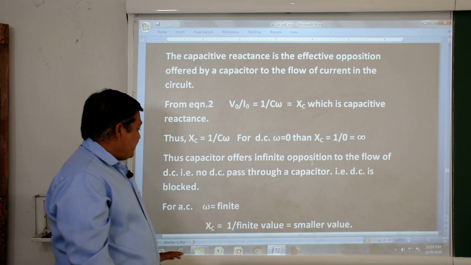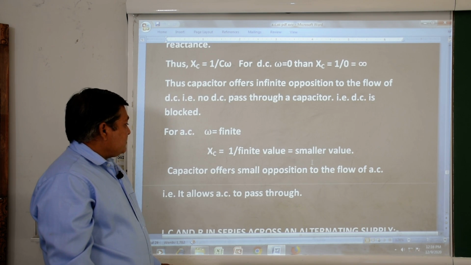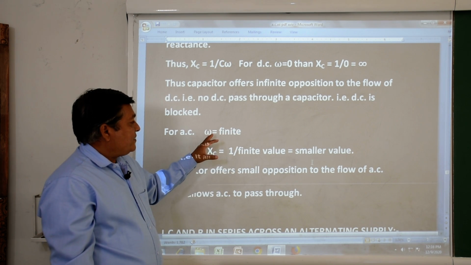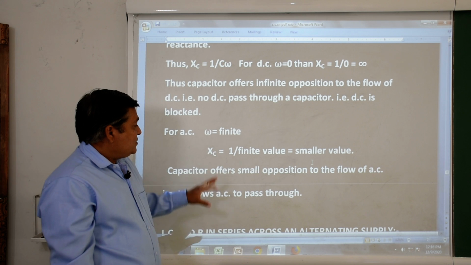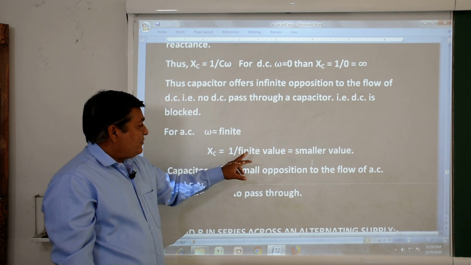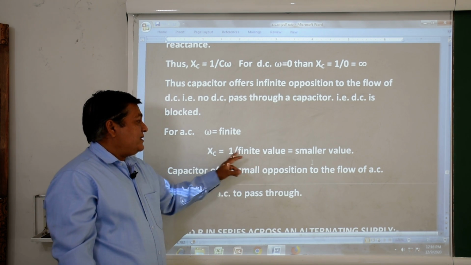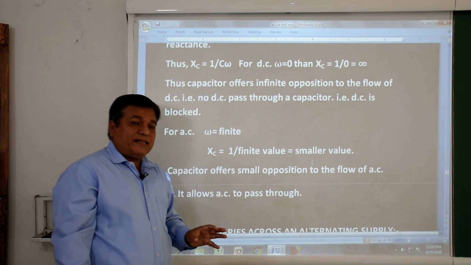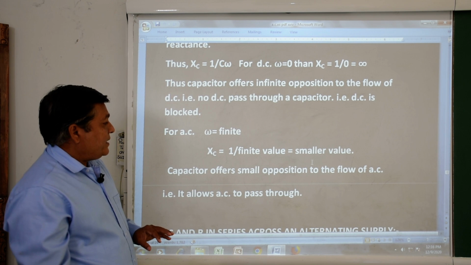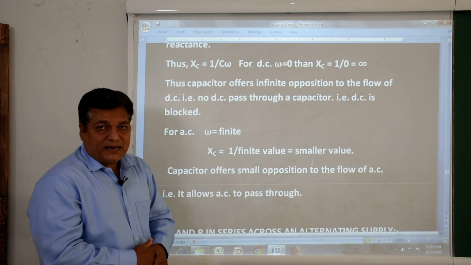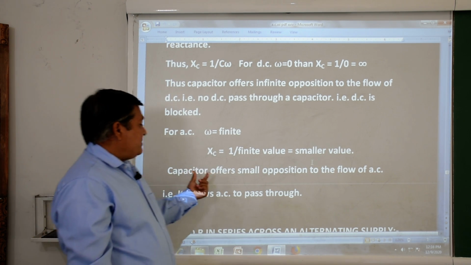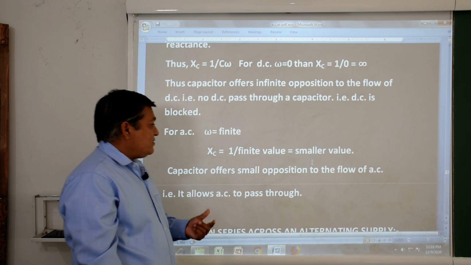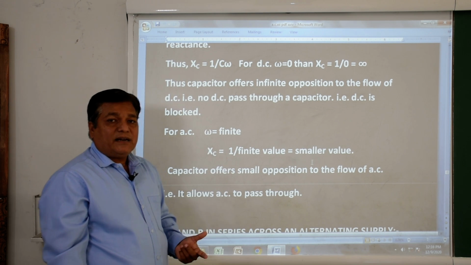For AC, omega is finite, there is a finite angular frequency and finite frequency. If we place a larger value here, there is a small value of opposition Xc. In the case of AC passing through a capacitor in this circuit, only a small opposition is created, and the capacitor will allow the AC current to pass through.